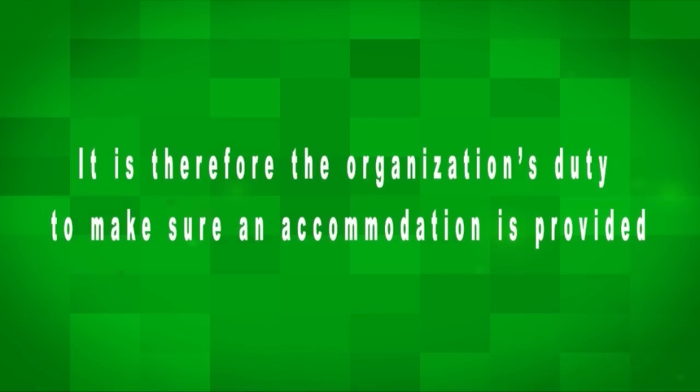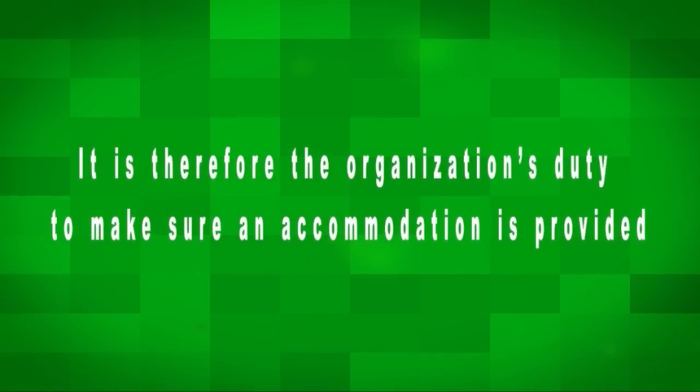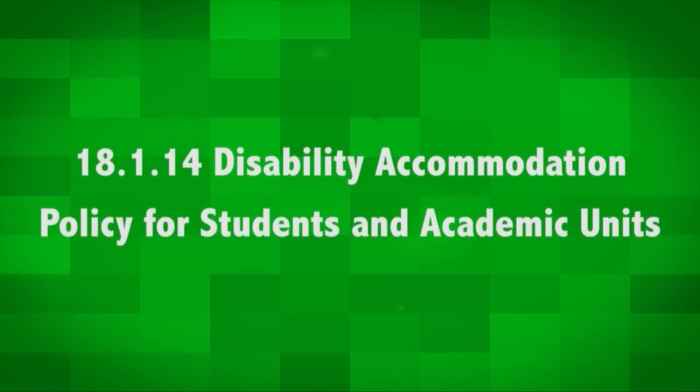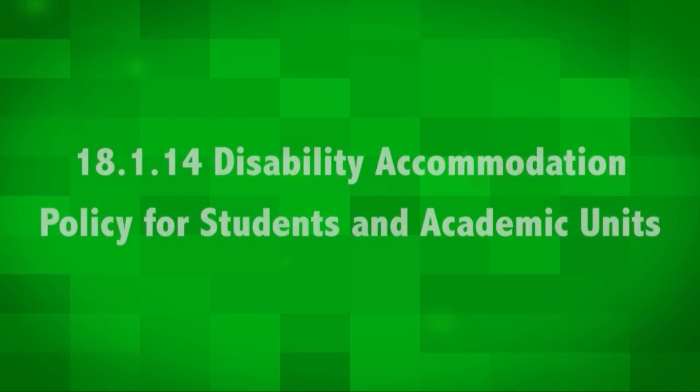So if a student with a disability wants to join your organization or attend an event or activity of your organization, the organization needs to ensure it is accessible. For example, for a student with a hearing impairment, it may be necessary to provide that student with a sign language interpreter at the organization's event. UNT Policy 18.1.14, Disability Accommodation Policy for Students and Academic Units, clarifies that students with disabilities should register with the Office of Disability Accommodation to verify the disability and thus be eligible to request an accommodation.